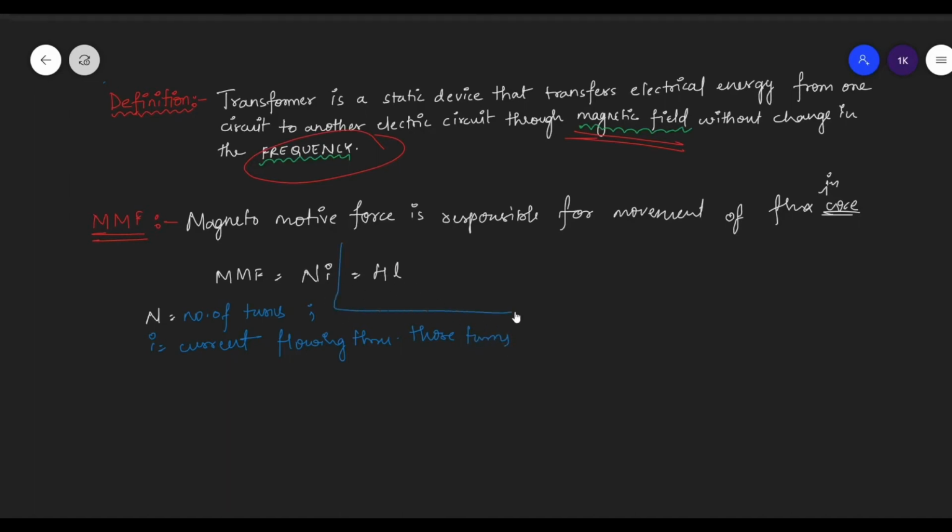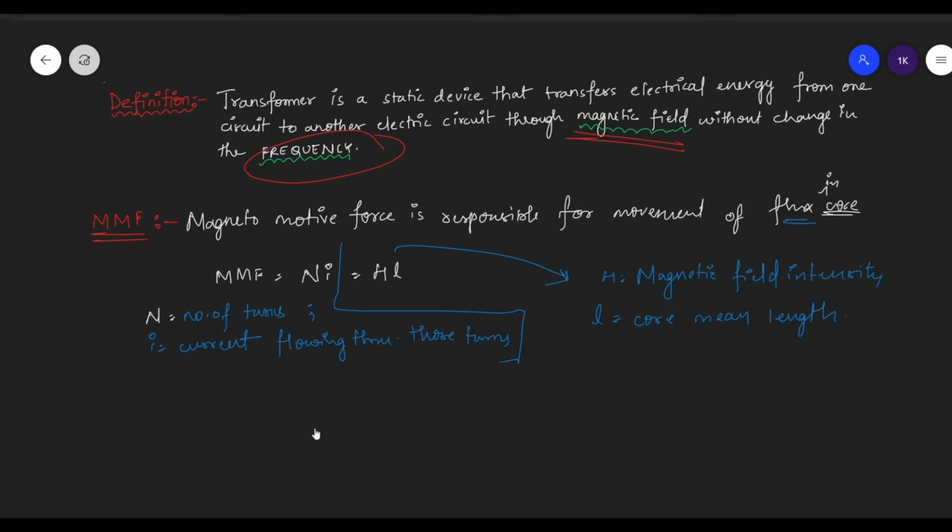This is one way of describing the MMF, and the other way is here H indicates the magnetic field intensity, or you can say it as magnetic strength, and L represents the core mean length. Whatever the length of the core is, that's the mean length. Mean length is the effective length of the core that is under the influence of the flux. Which flux? This flux.